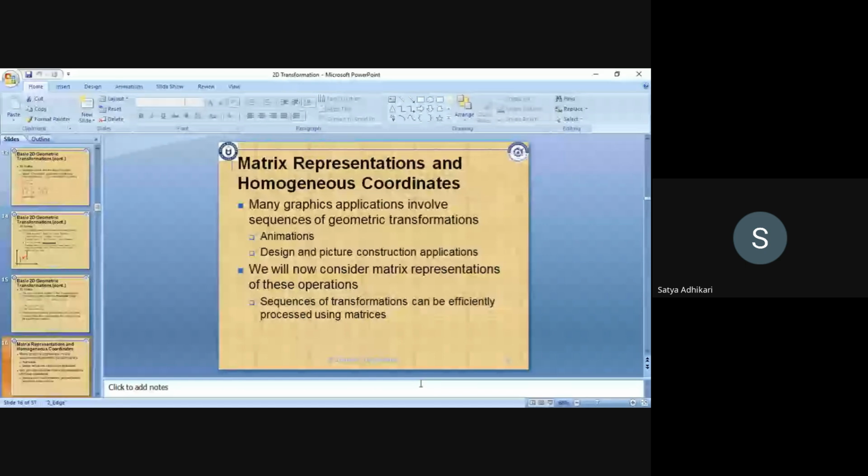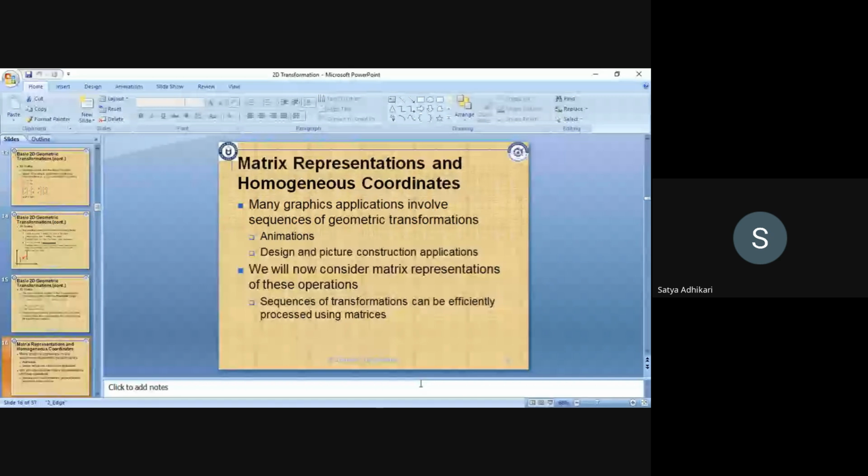So far, we know that matrix transformation is done using 2D. So we are using only a two-dimensional matrix, but here, matrix representation and homogeneous coordinates. Let us see what homogeneous coordinates are.